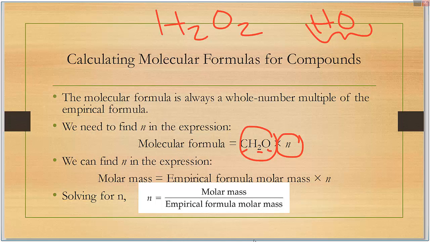We can determine what that number is that you have to multiply by looking at the molar masses. So the molar mass of the molecular formula divided by the molar mass of the empirical formula will give you a whole number, and that's what you're going to distribute throughout the empirical formula.